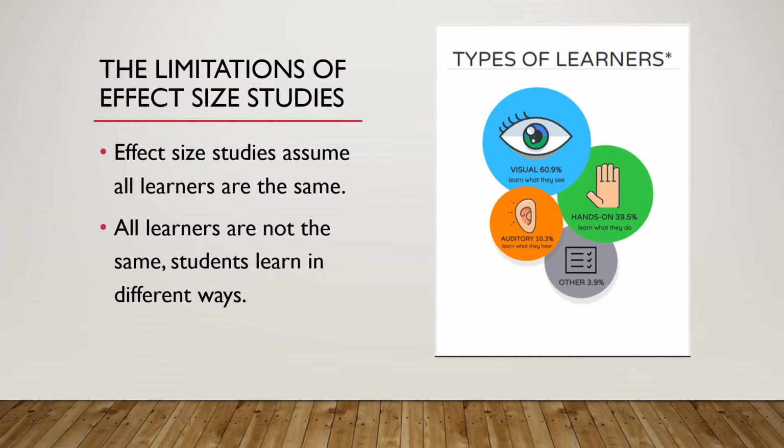As you can see on the slide, 60.9% of learners learn what they see. Another example is a practical learner. These learners learn by hands-on activities. And as you can see on the slide, 39.5% of learners learn what they do.